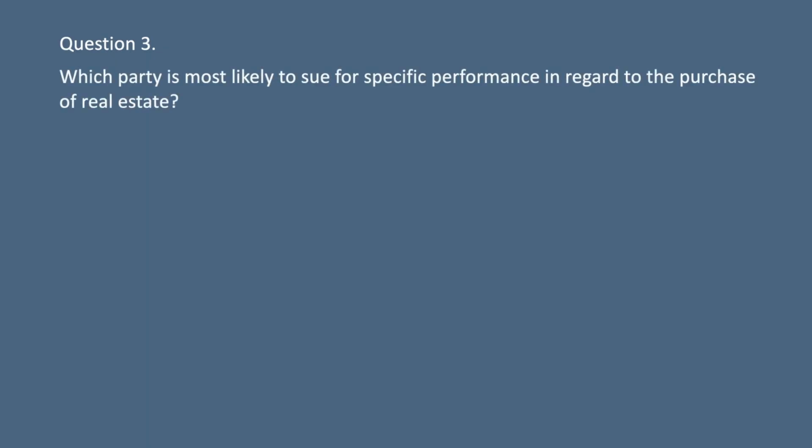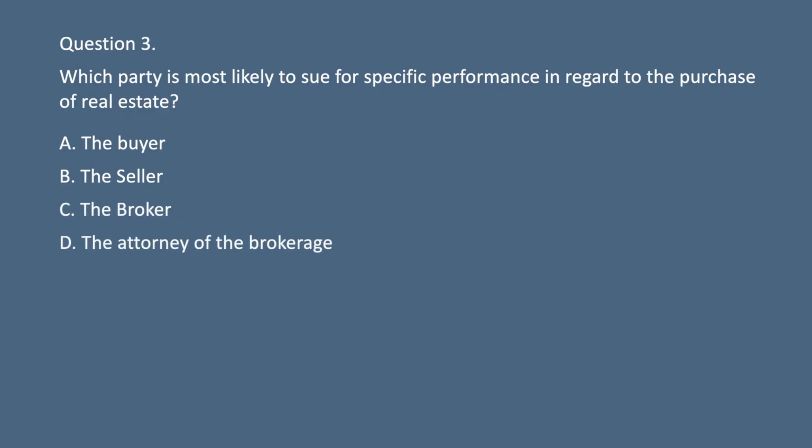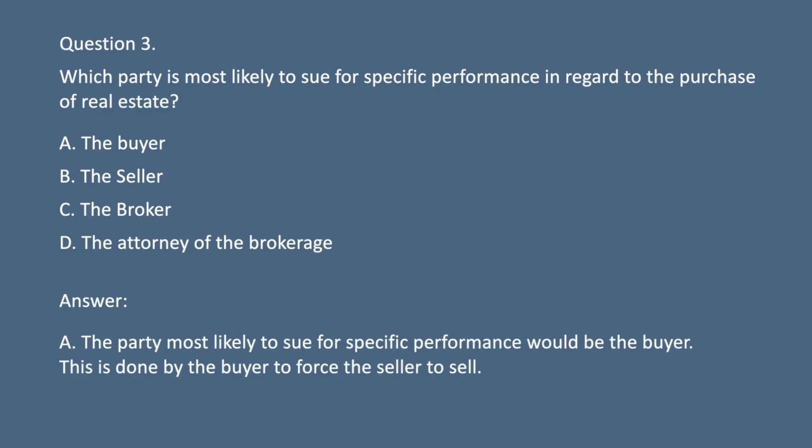Question 3. Which party is most likely to sue for specific performance in regard to the purchase of real estate? A. The buyer. B. The seller. C. The broker. D. The attorney of the brokerage. Answer A. The party most likely to sue for specific performance would be the buyer. This is done by the buyer to force the seller to sell.